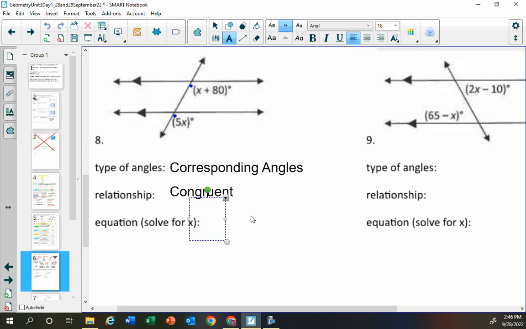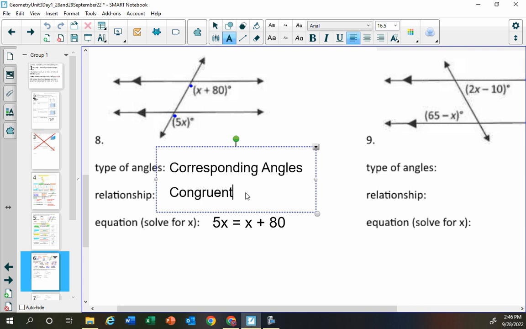Congruent, so you're going to say 5x equals x plus 80. That's what I want. That's what we're going to be doing. Congruent means you said equal, set equal to each other.